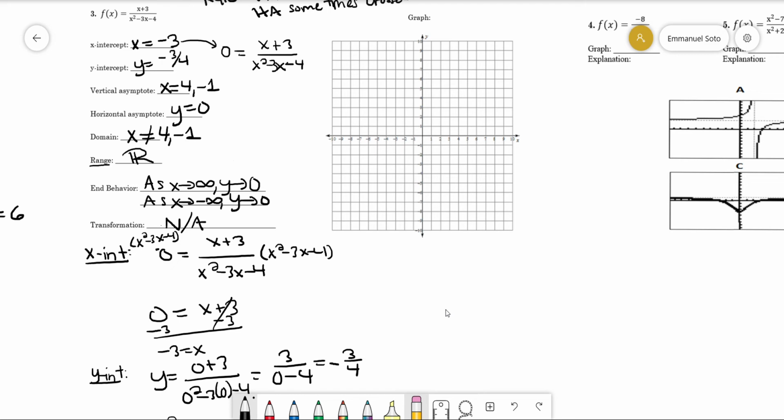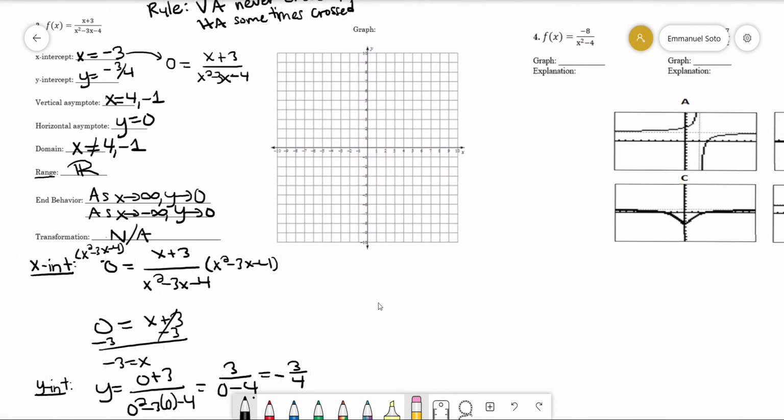Alright, so now we're going to go ahead and graph this. So we have -3 as our x-intercept. -3/4 is a little bit above -1. Vertical asymptotes 4.